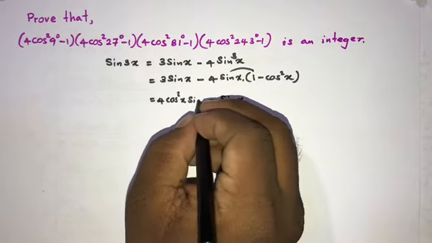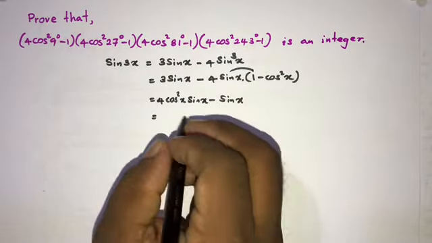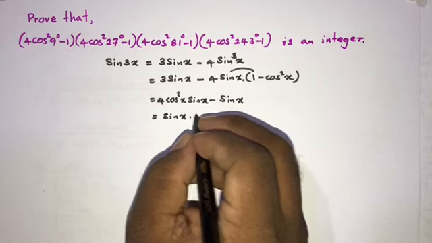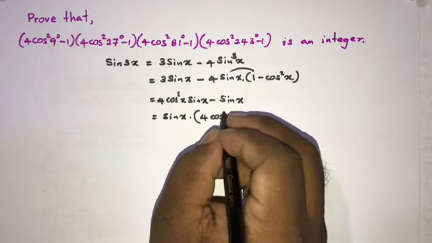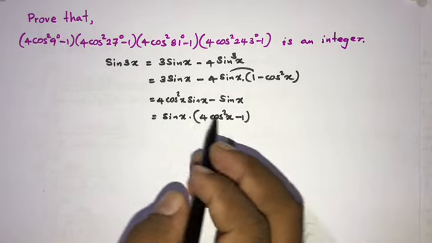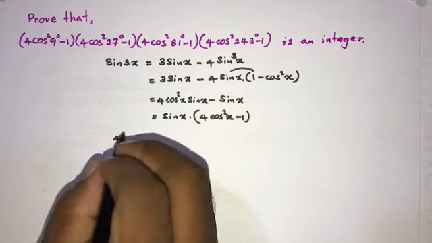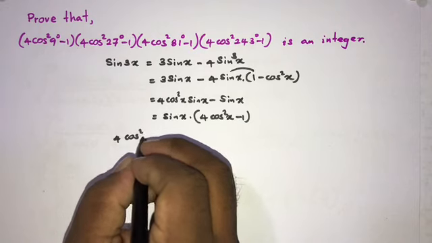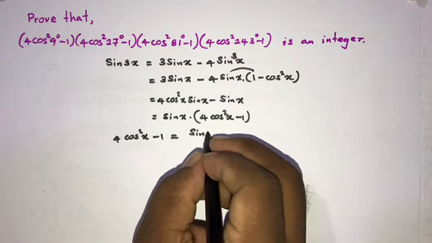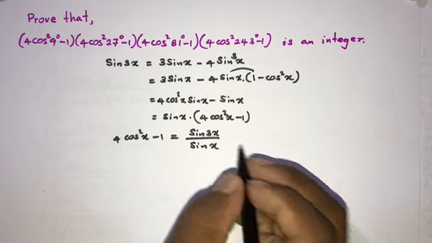times sine of x. Then sine of x is a common factor, so if we take sine of x, here we have 4 times cosine square of x minus 1. Now we can isolate 4 times cosine square of x minus 1, and this is equal to sine of 3x over sine of x.